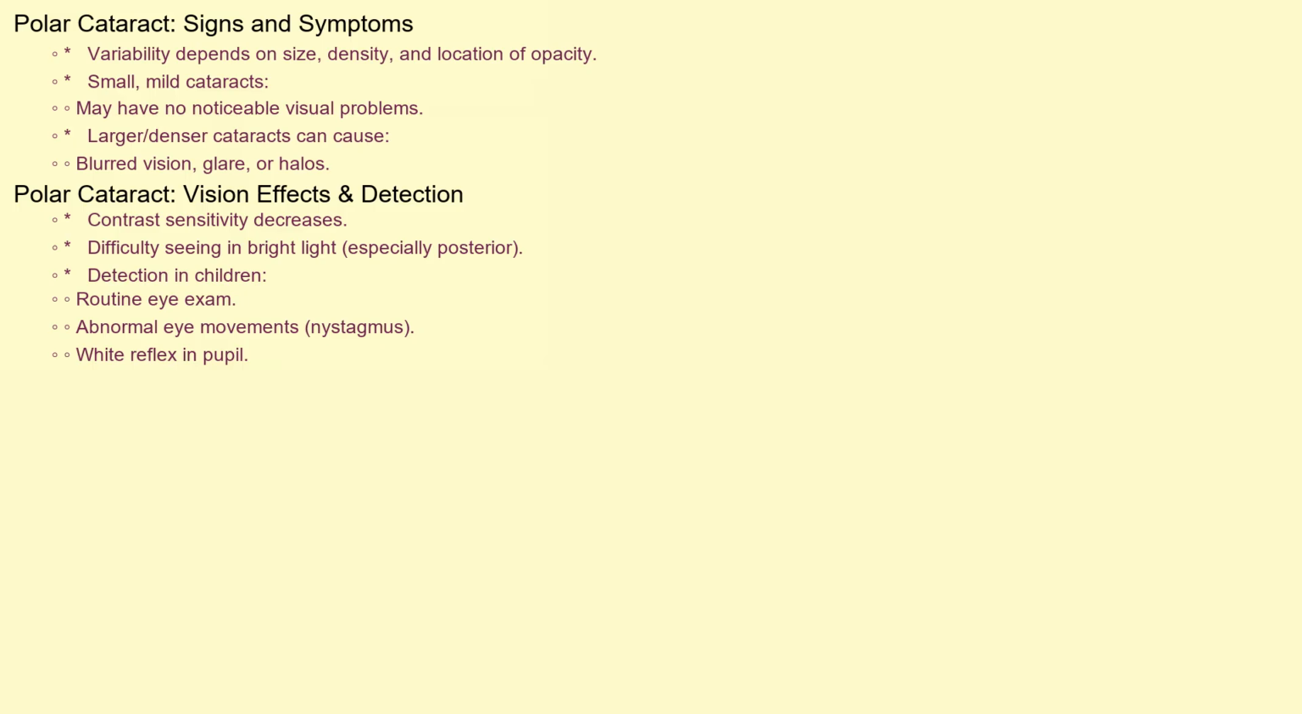The signs and symptoms of polar cataracts can vary greatly depending on the size, density, and location of the opacity. Small, mild polar cataracts may not cause any noticeable visual problems. Larger or denser cataracts can lead to blurred vision, glare or halos around lights, decreased contrast sensitivity, and difficulty seeing in bright light, especially for posterior polar cataracts. In children, a polar cataract may be detected during a routine eye exam or because of abnormal eye movements like nystagmus or a white reflex in the pupil.